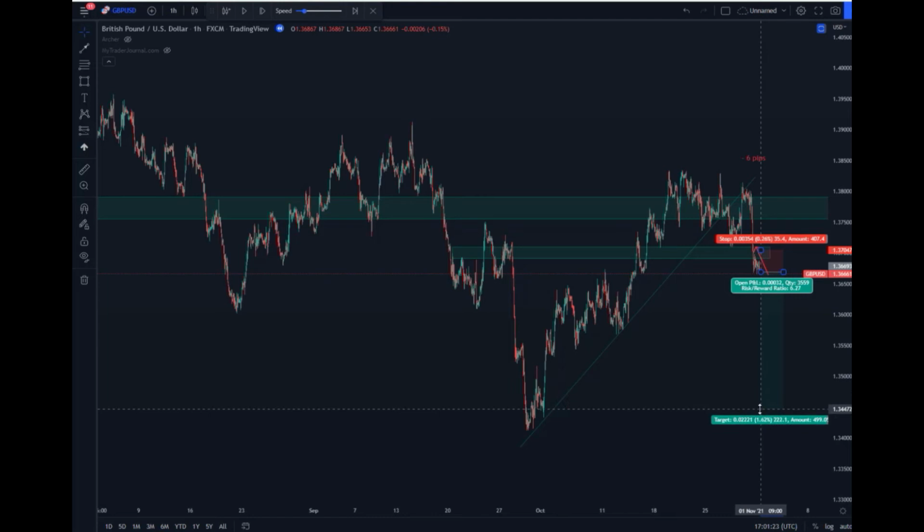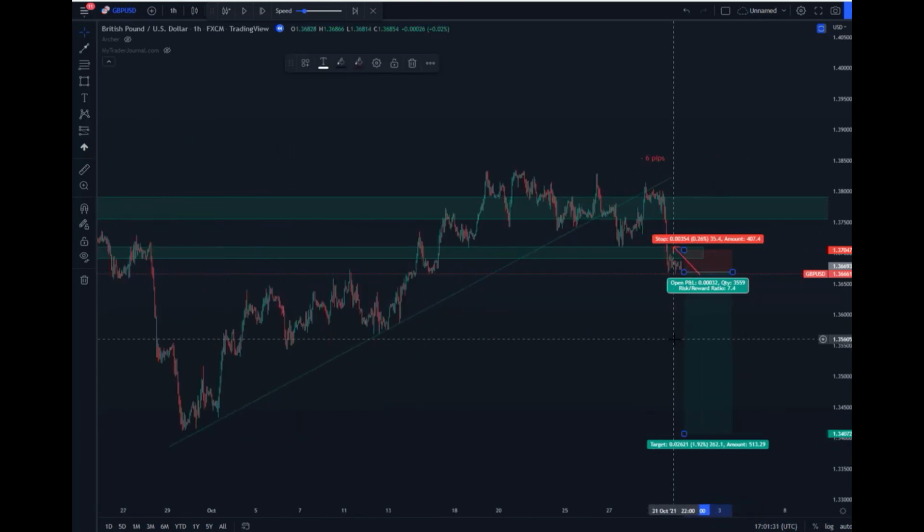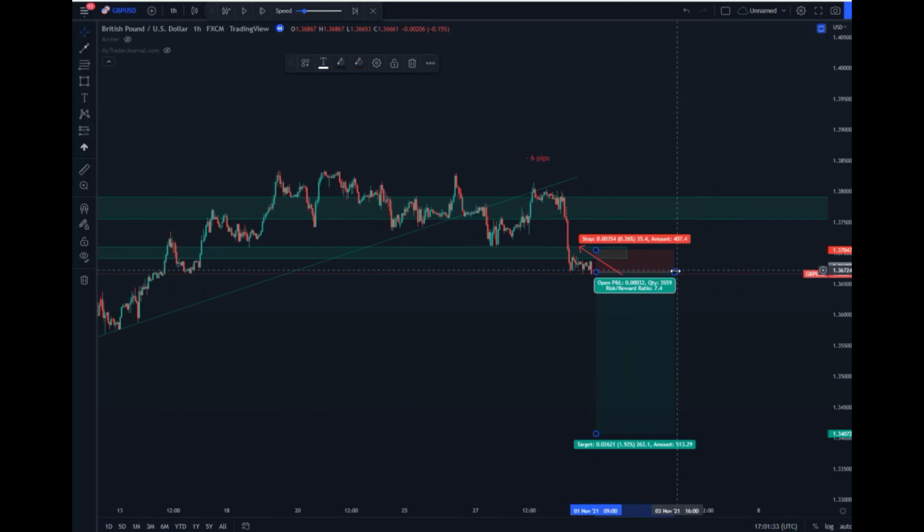Now, this is a swing trade, guys, but I'm just showing you how this works, okay? If we're right, we're right. So this is a 1:7 trade, okay? Let's see how this goes.